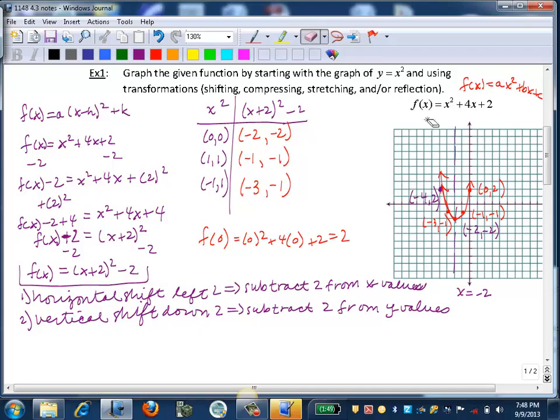So once you get this ABC form of the parabola into the HK form, which we do by completing the square, once we have it in this form, we just use our transformations that we learned from the previous section.